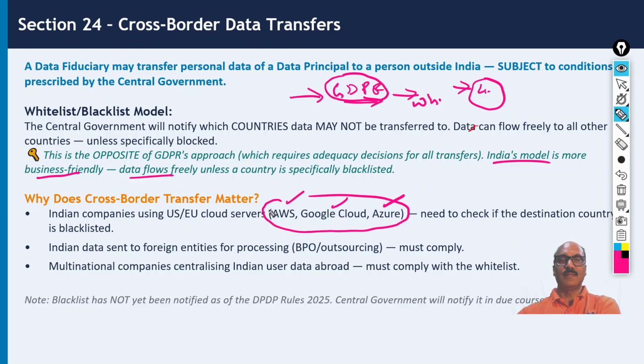So for that reason, the government of India will decide which country should be blacklisted. That country will be put in that list, and India will not be able to send personal information to that country.